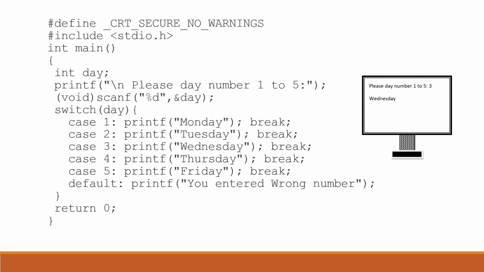This C program prompts the user to input a number representing a day of the week, 1 to 5, and then displays the corresponding day. Here's a brief explanation of the code.